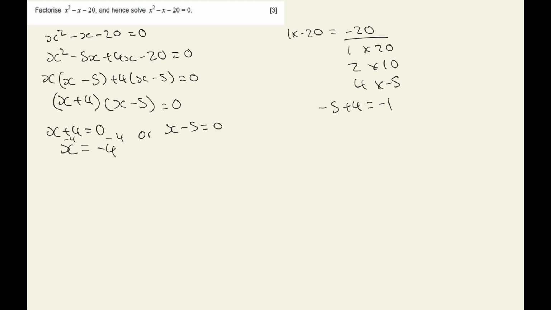And then again, same idea, we're going to want to take the 5 over to the other side. So all we're going to do is add 5 to either side of the equation. So plus 5, so x equals 5.